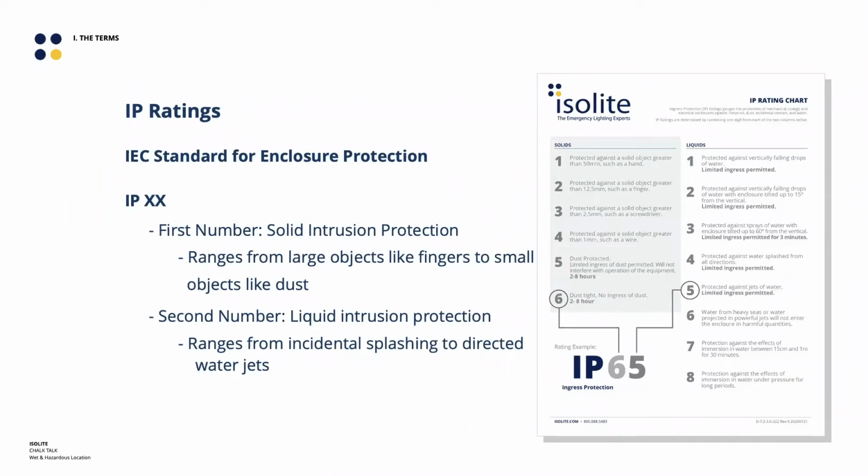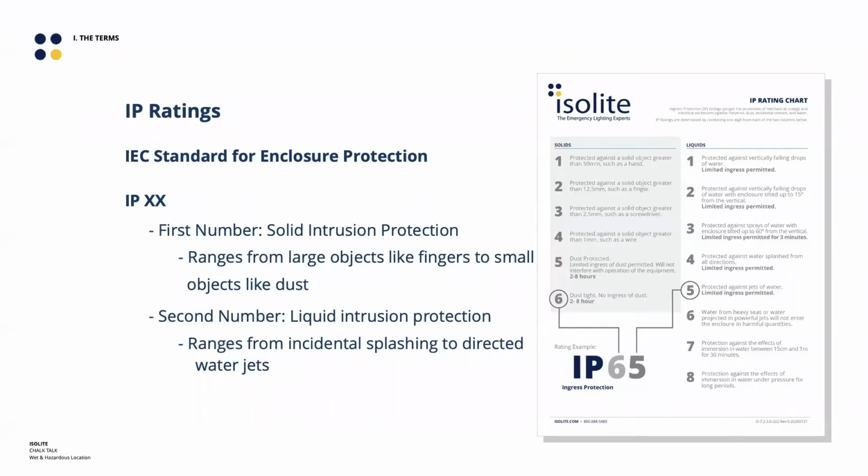What you're going to see is the letters IP and then two numbers following it. The numbers correspond to very particular types of intrusion protection. The first number relates to solid intrusion protection, and those numbers are 1 through 6, and it varies from no protection if the number is missing or an X is there. In terms of the ingress protections, it'll protect against things like big, like your hand, all the way down to very small, like dust. So as the numbers get larger, the device is more protected from those sources of solid intrusion.